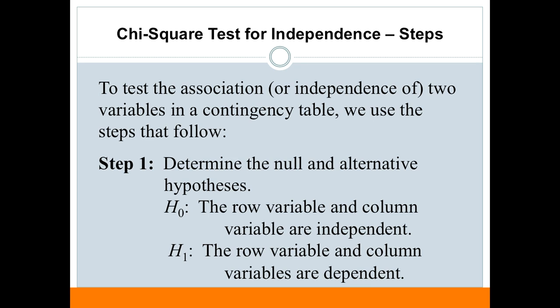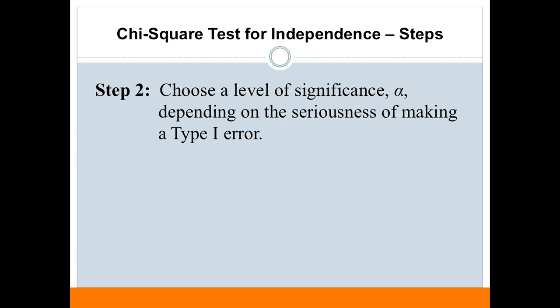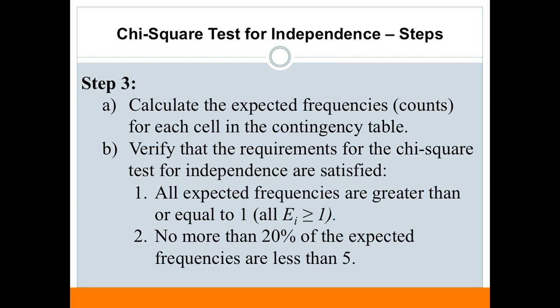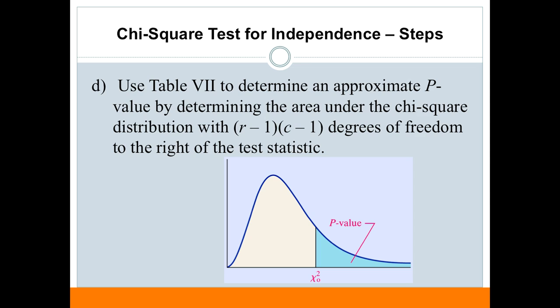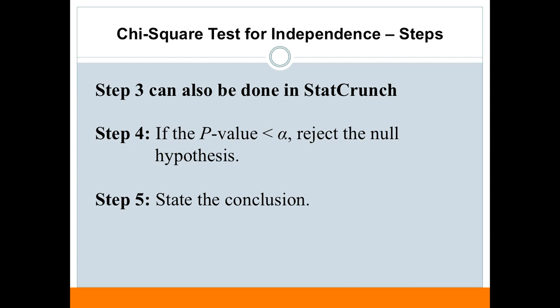So in order to test the association or the independence of two variables in a contingency table, we use the following steps. The first step is to determine the null and the alternative hypothesis. The null hypothesis is that the row and column variables are independent, and the alternative is that they are dependent, or not independent. And then you choose a level of significance alpha. You calculate the expected frequencies and verify that the requirements are met. And then you compute the test statistic and use the table in order to calculate the p-value. So most of this should look exactly like the stuff from section 1, just with a different number of degrees of freedom. And we can also do this in StatCrunch, and then we can use our p-value and everything else in order to state a conclusion and figure out what we should say.